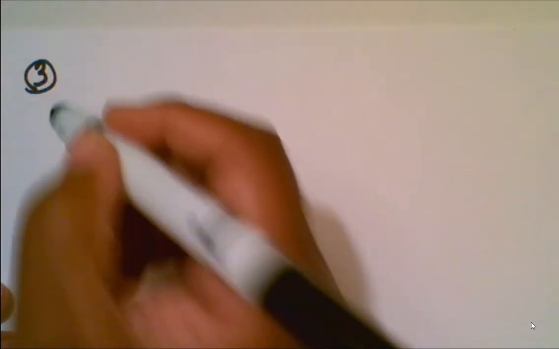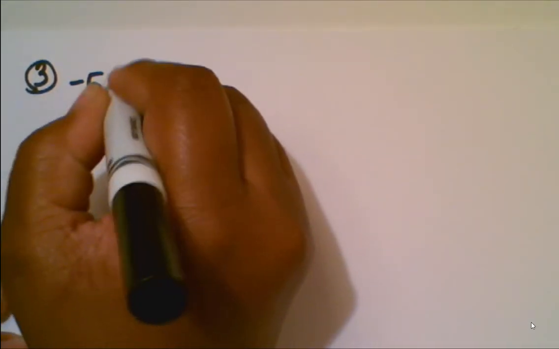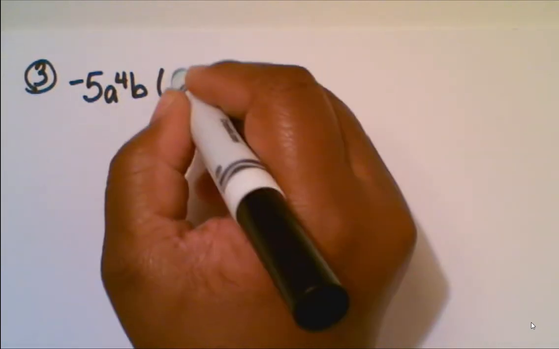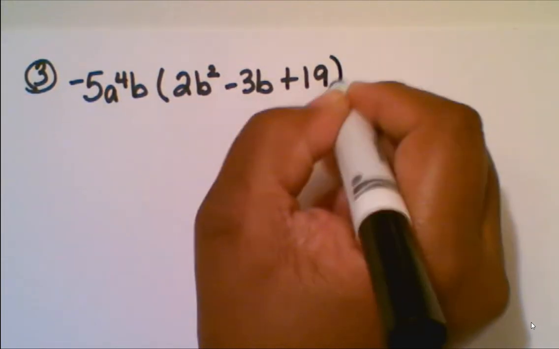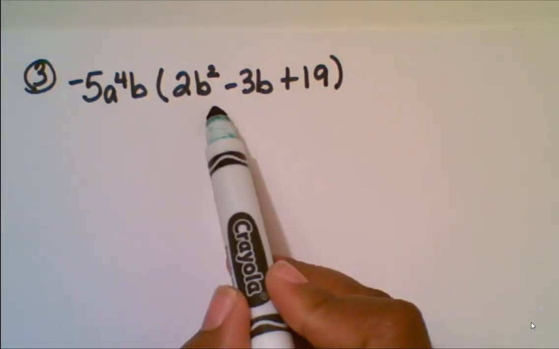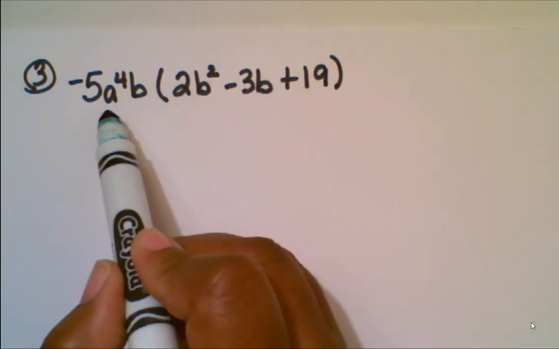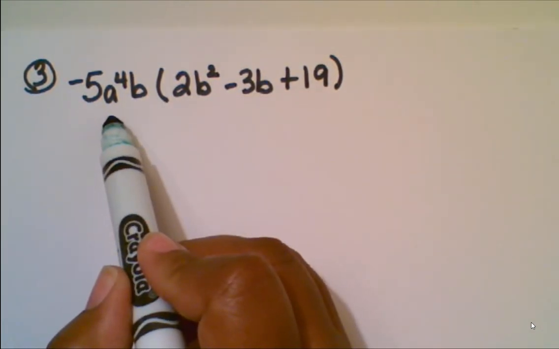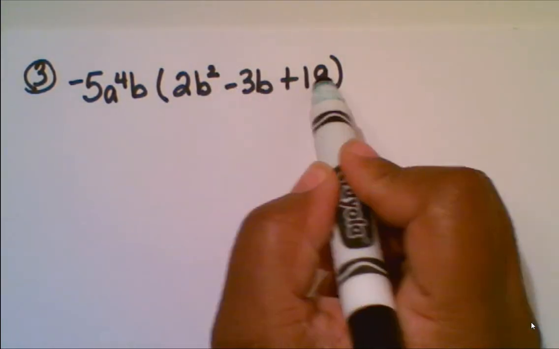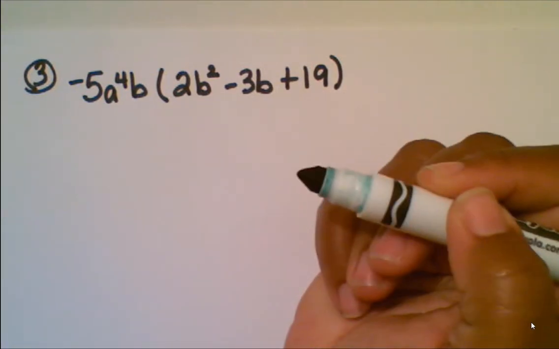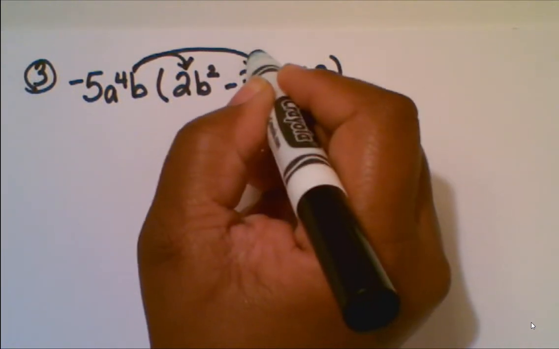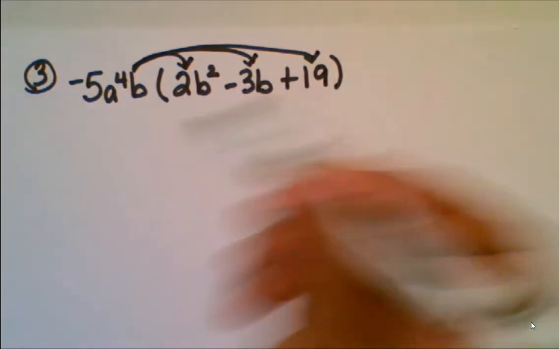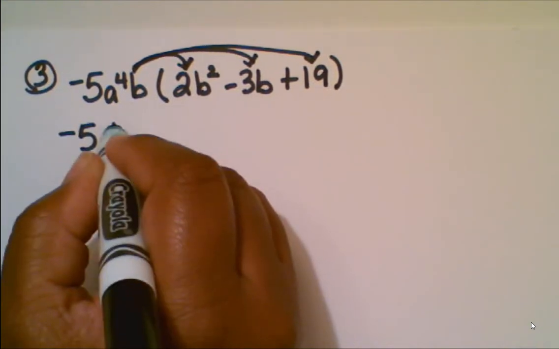Our next example, we have negative 5a to the fourth b times 2b squared minus 3b plus 19. We have a monomial times a trinomial. So because we have a monomial, meaning one term, the negative 5a to the fourth b, times the trinomial, we're going to distribute. And I'll talk about it in a few minutes when we use the FOIL method. But we're going to distribute the negative 5a to every term inside the parenthesis.